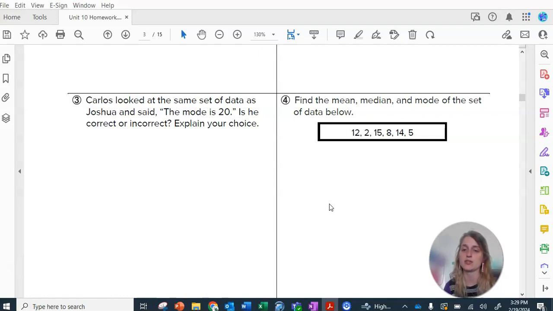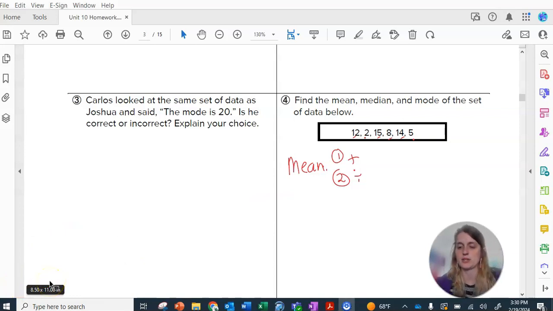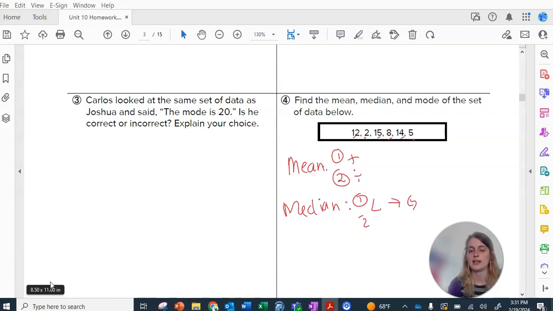Find the mean, median, and mode of the data set below. Mean means add them, and then divide by 1, 2, 3, 4, 5, 6. Divide by 6 because there's 6 numbers in the set. Median, oops, I'm trying to write on my computer and it's supposed to be on my tablet. Median means least to greatest, that's step 1, and then find the middle, that's step 2.